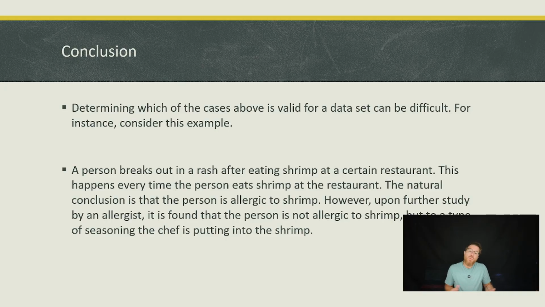Why might that be? Well, it could be something else that's actually causing that relationship. It could be, for example, a certain spice that they specifically put onto their shrimp. So maybe having shrimp without that spice, they wouldn't have the reaction. So just because it seems pretty clear cut doesn't always mean that it is, and it does usually involve more study to determine if there's a causal relationship between two variables.